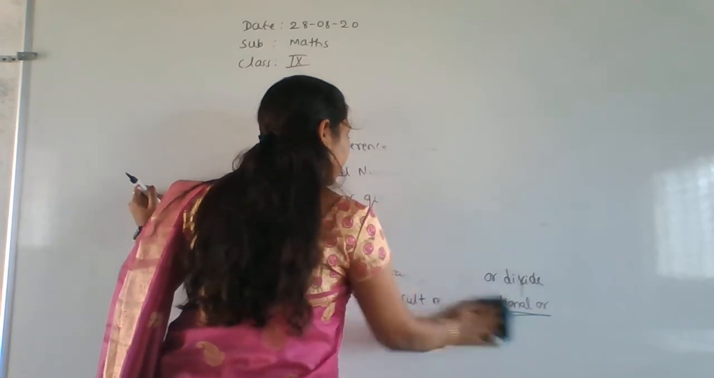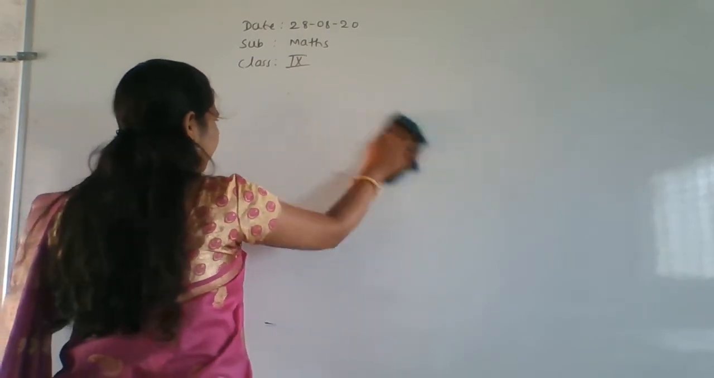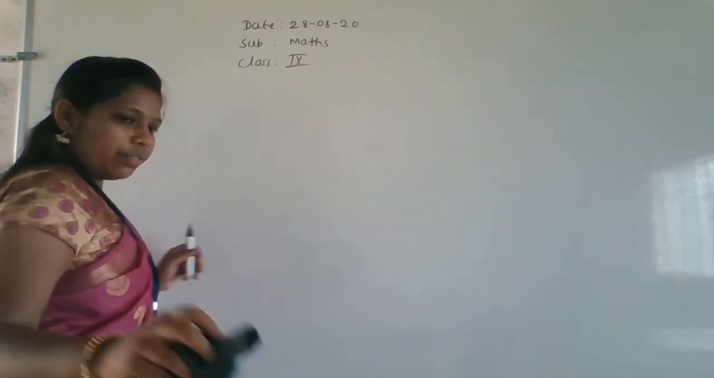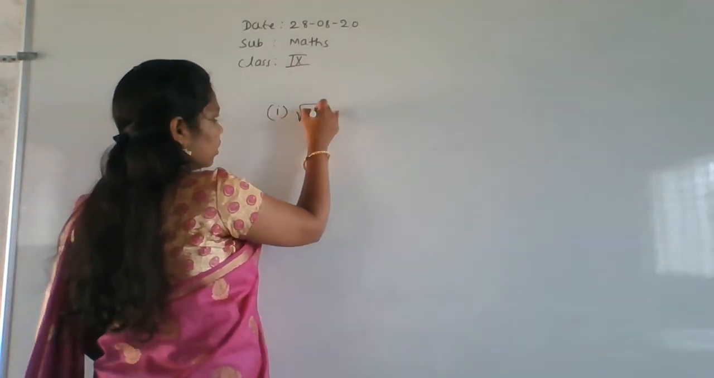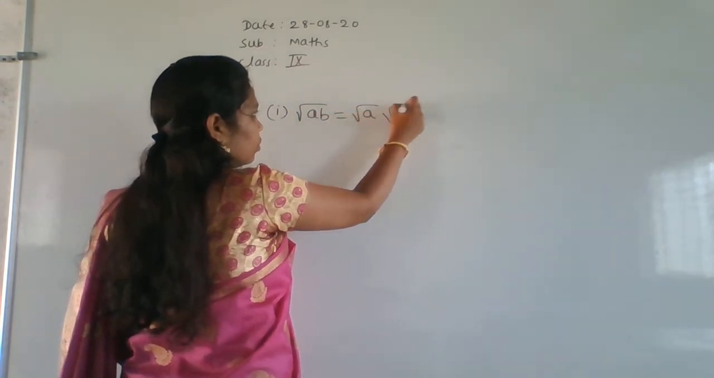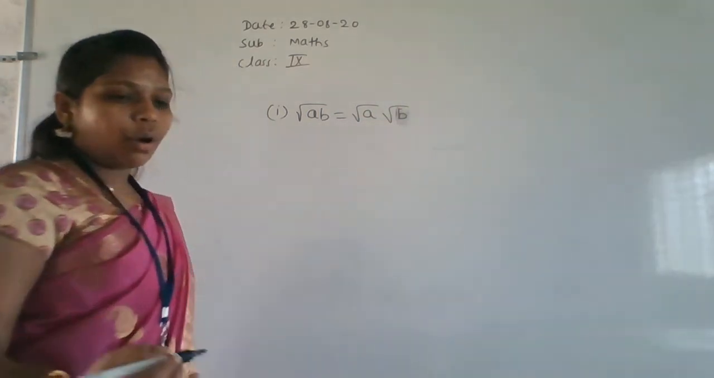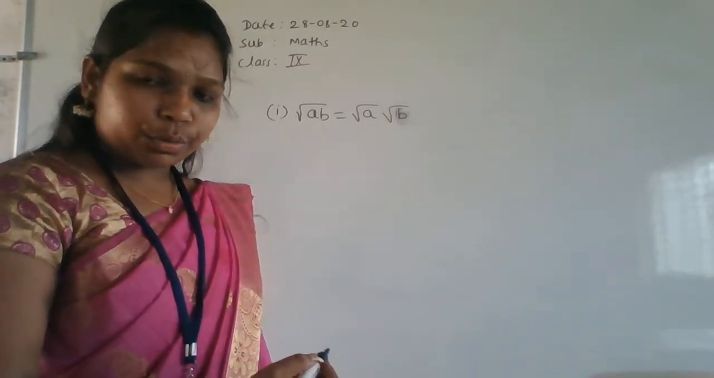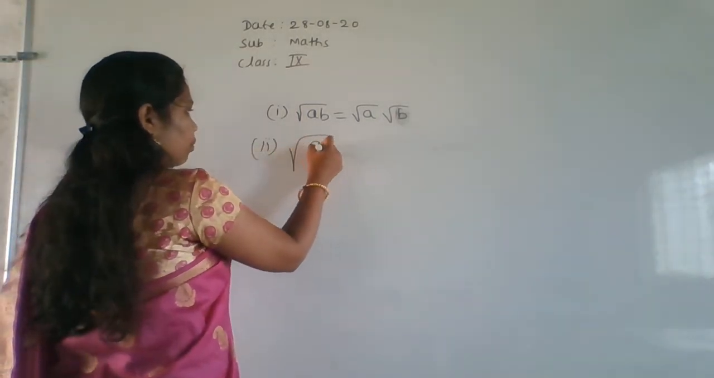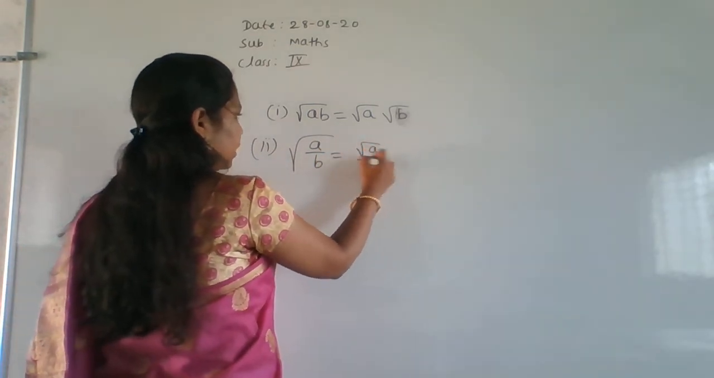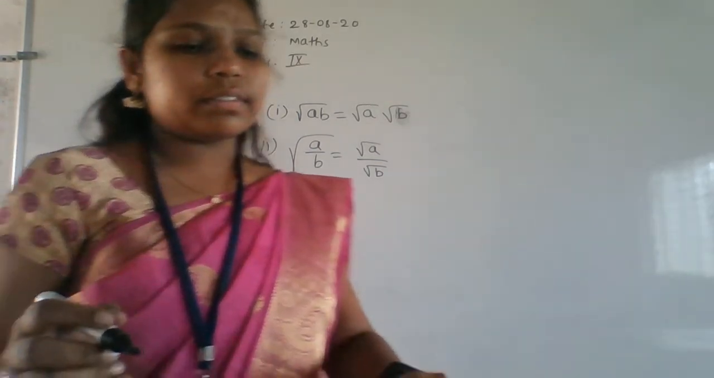Operation on the real numbers only. Here are some formulas. I hope you studied this in the 8th standard. If you are not remembering those values, then listen here. Root of AB is equal to root A into root B. Next, the second one: root of A by B is equal to root A divided by root B.